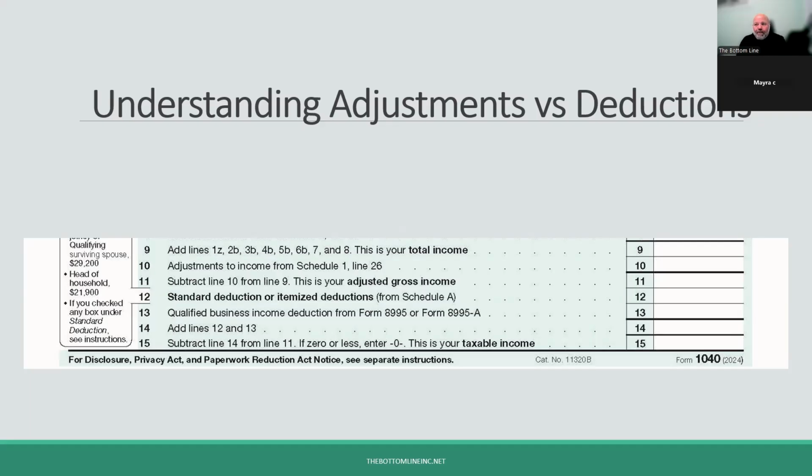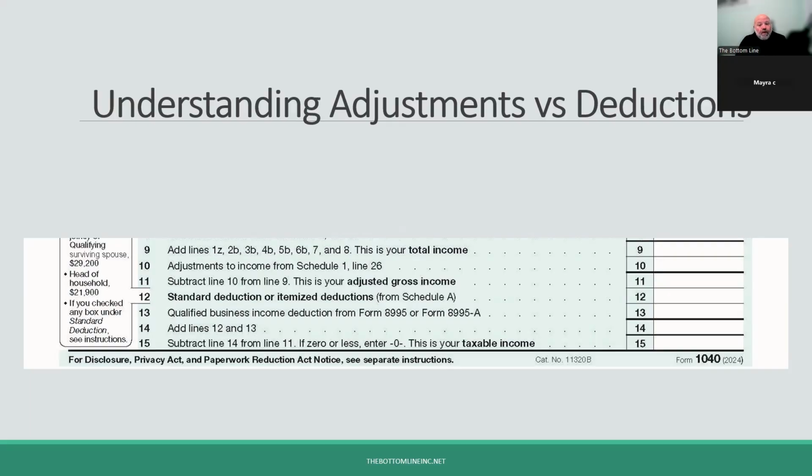AGI is an important number because we're going to use that to calculate other deductions. And then on line 12, we can either take the standard deduction or we can take itemized. What you want to do is figure out which is the best for your taxpayer. And we're going to talk about tonight what is deductible, what's not.